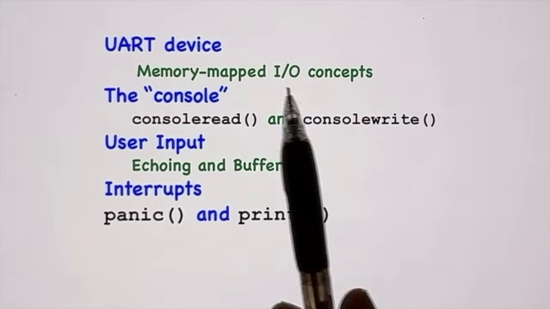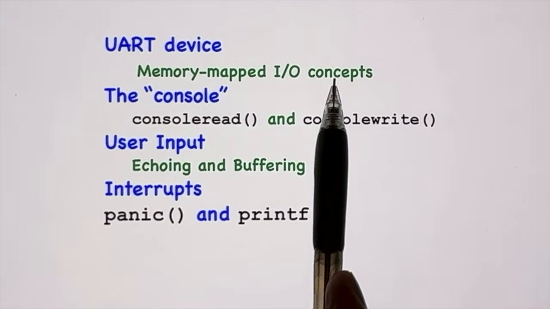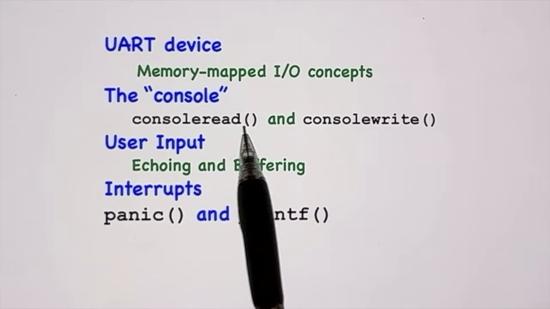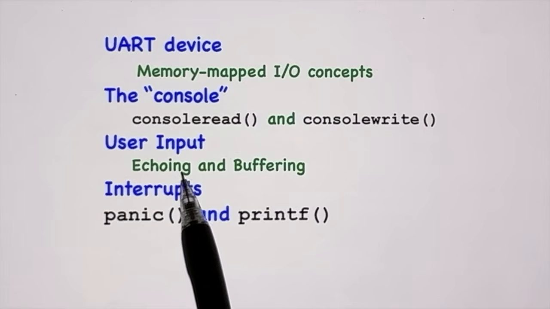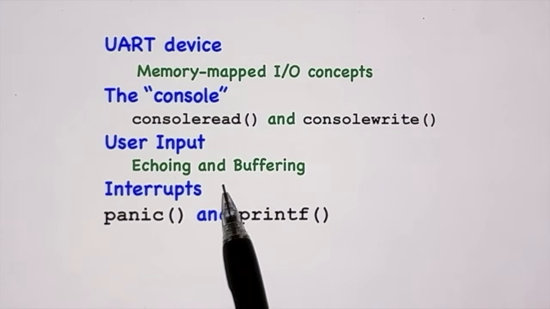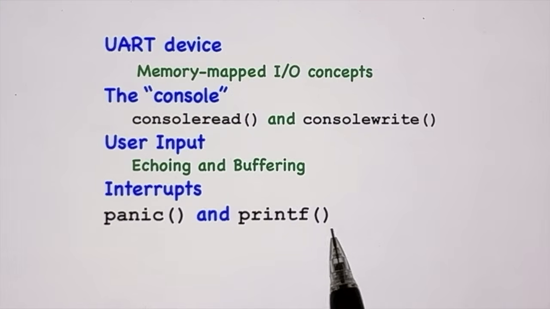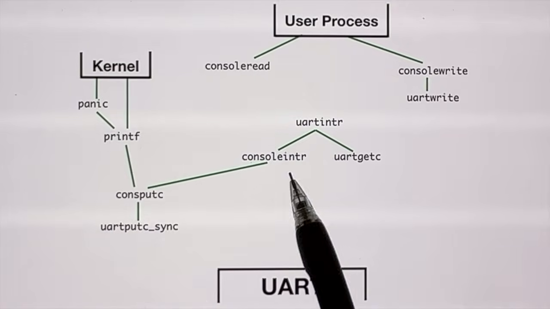So in this video, I'll cover the UART device, including memory mapped I/O concepts, the high-level interface, and in particular console read and console write, the tasks of echoing and buffering input, and interrupt handling, as well as the functions panic and printf. In this video, I'll be covering a number of functions with complex interactions. So let's start by showing the function names and the call tree.